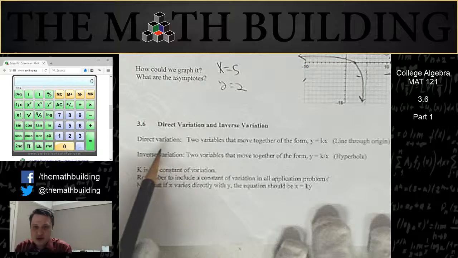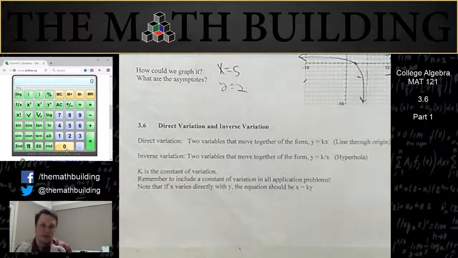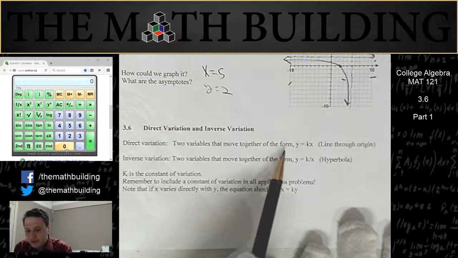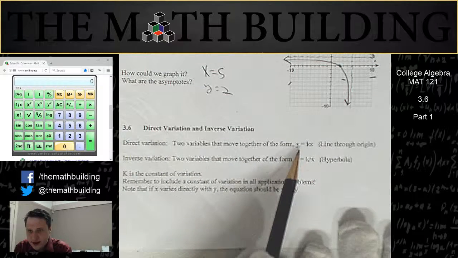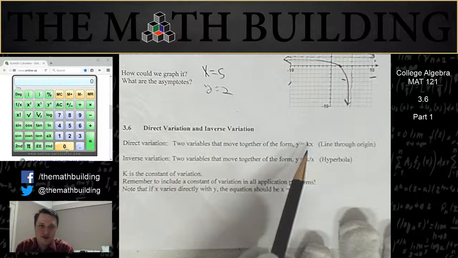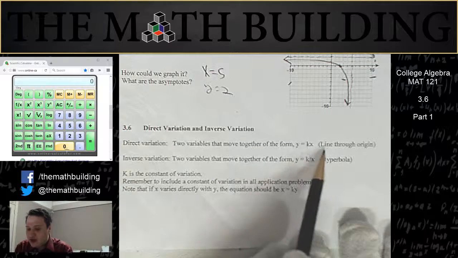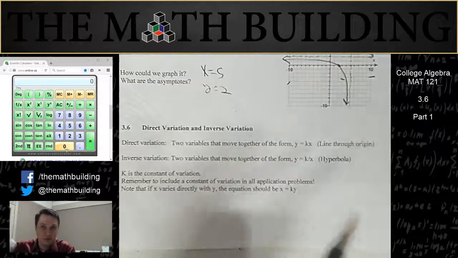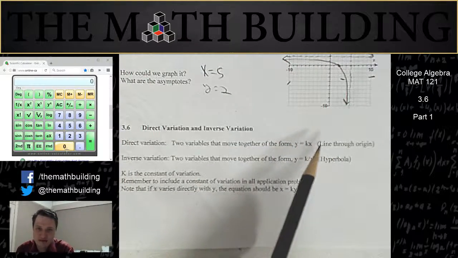Direct variation, both of these are ways that variables relate to each other. Direct variations are two variables together of the form y equals kx, where k is a constant number. Basically, direct variation is a line through the origin. That's really important, that it goes through the origin. You can see we have no y-intercept here.